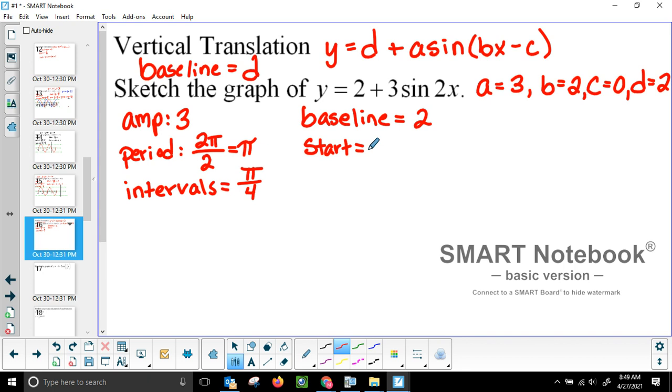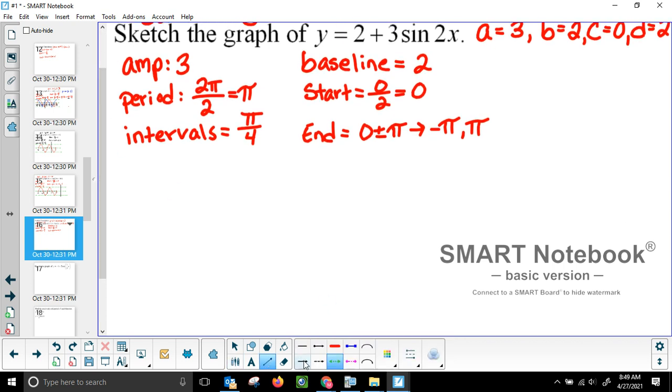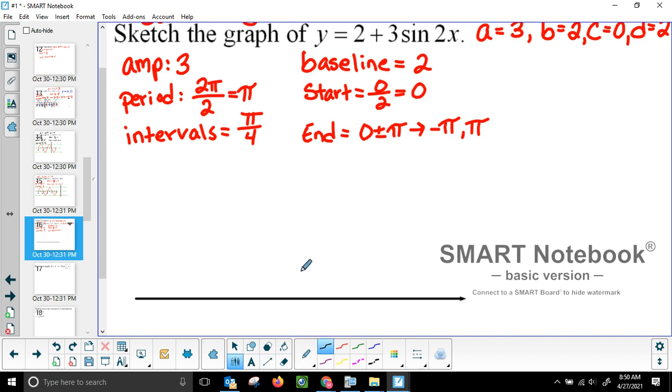The start is C divided by B. 0 over 2 is just 0. And the end is the start plus or minus the period. So in this case, it will be negative pi to the left and pi to the right. Okay, so put our x-axes on here. All right, so we put our start in the middle, which is actually 0, so we can just go ahead and make that the y-axis.